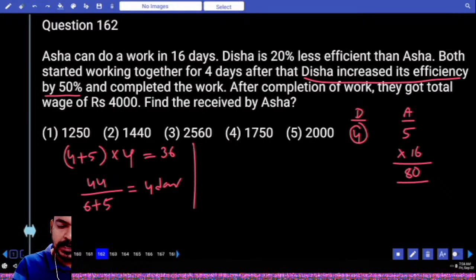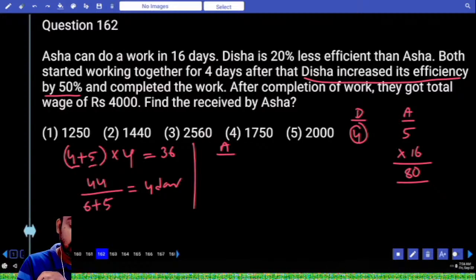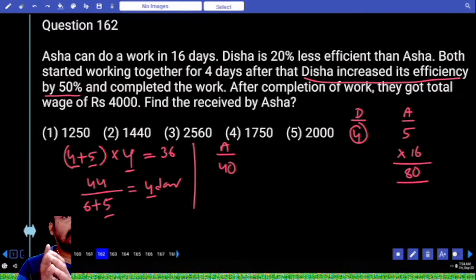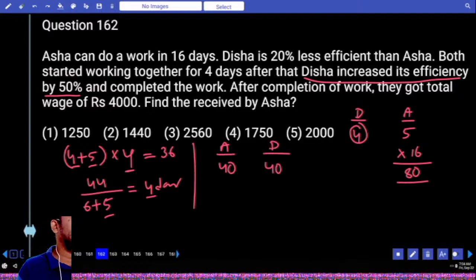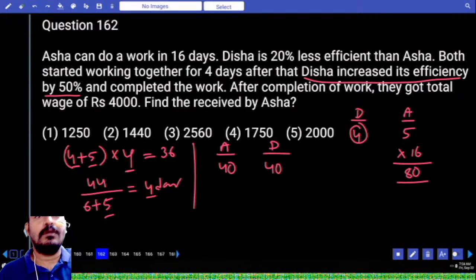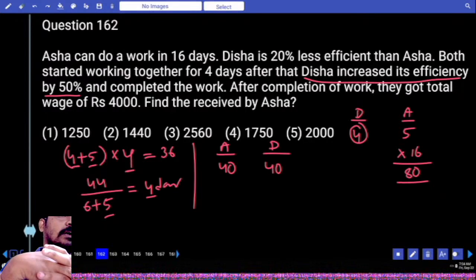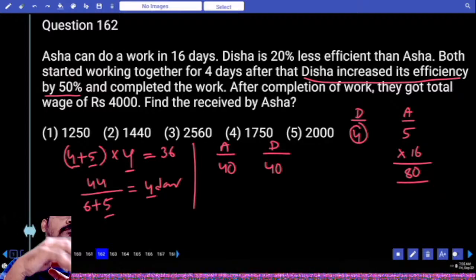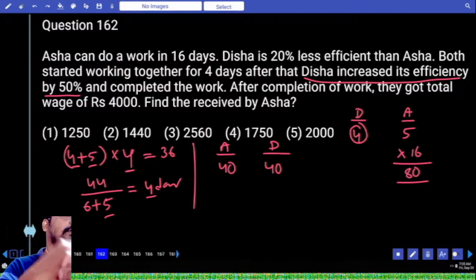First Asha 8 days work. What is the Asha 1 day work? 5 parts. 4 days work 20. Next 4 days, 4 5s are 20. Total how many parts is completed? 40. Asha completed 40 parts, means Disha completed the remaining 40 parts. Asha first 4 days is working, next 4 days is working. Means total how many days is Asha working? 8 days. Per day efficiency 5 parts. 8 5s are how much? 40. Asha completed 40 parts of work, means the remaining 40 parts of work is completed by which one?